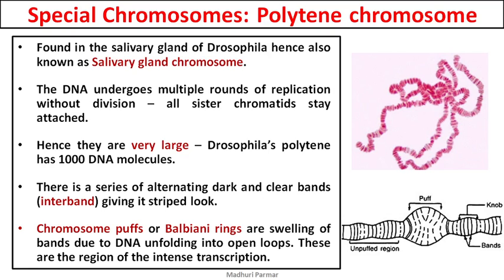So in the larval stage of such flies, you find polytene chromosome. Here the DNA will multiply multiple times. It will undergo multiple rounds of replication, but there will be no division, which means all of these sister chromatids stay attached. This is how a polytene chromosome is made. Because there has been multiple rounds of replication, the DNA is very large. The chromosome is also very large. For example, Drosophila's polytene chromosome has about 1000 DNA molecules. Clear? That is how big it is.